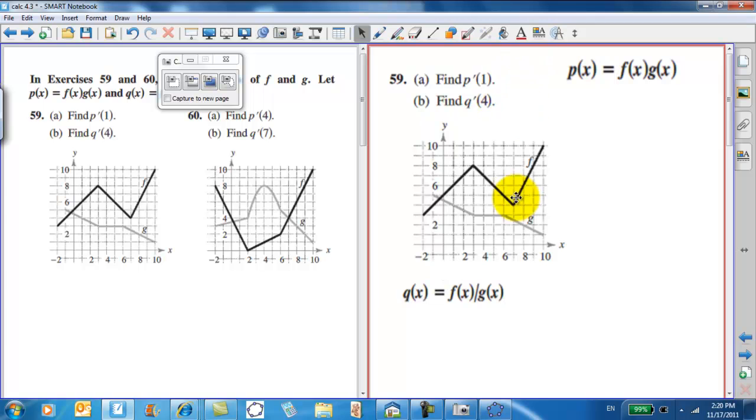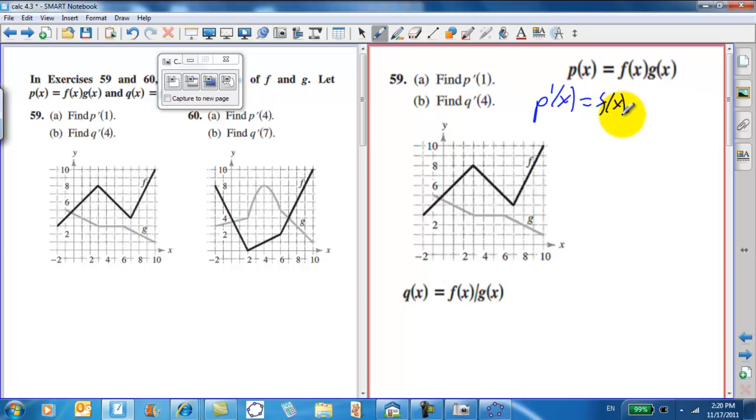Here's another problem. At first it looks very complicated. You're given the graph of the functions f of x and g of x. But you define p of x as f of x times g of x. How are you supposed to find p prime of 1? We'll start by doing the derivative. P prime of x, let's use the product rule.